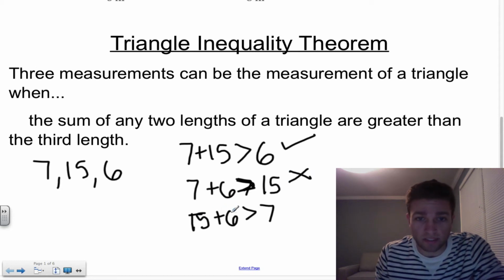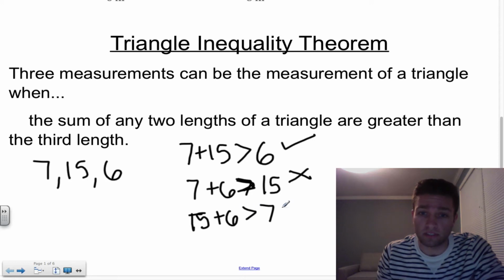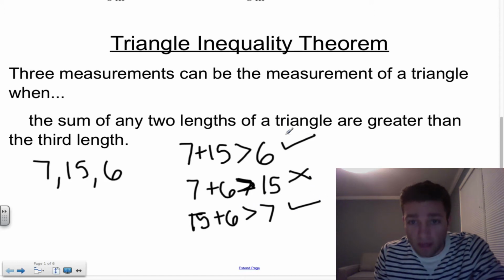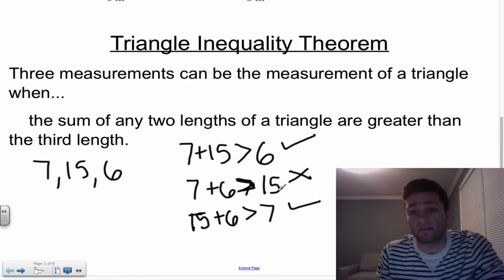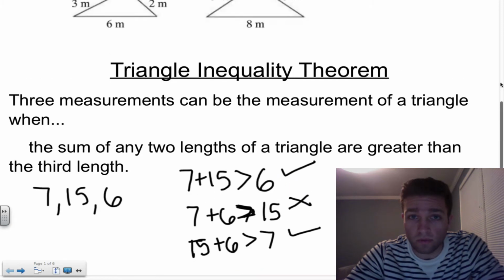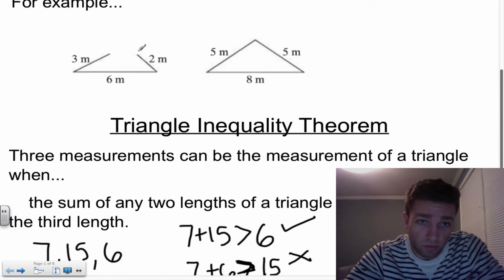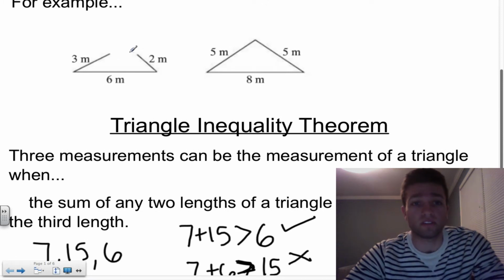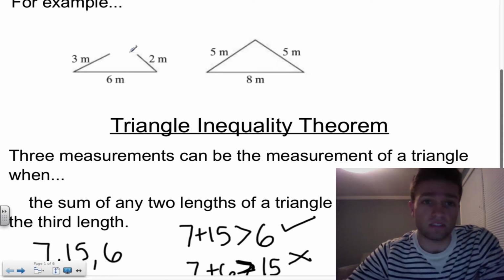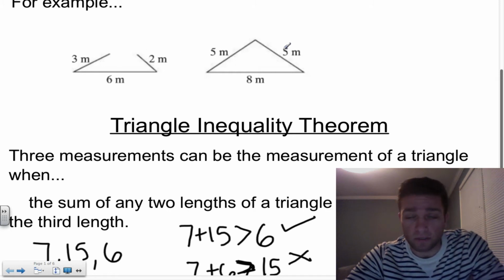And 15 plus 6 is 21. 21 is greater than 7. This one checks out. Because all three of these things did not check out, these are not the measurements of a triangle. It can't be true. These three measurements would form a shape like this, where the sides don't meet at one of the vertices, and therefore it's not a triangle.